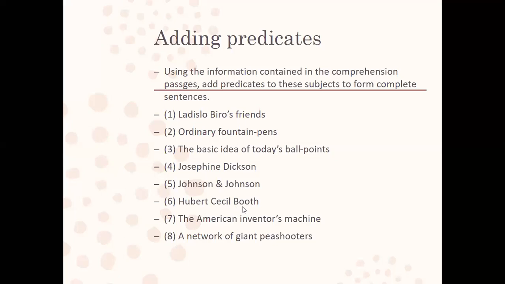Hubert Cecil Booth. Sir, he got the idea from a man who almost invented the vacuum cleaner. You can say he was the inventor of the vacuum cleaner. This is the complete sentence. The American inventor's machine comprised a box about 1 foot square with a bag on top. Very good. A network of giant pea shooters.